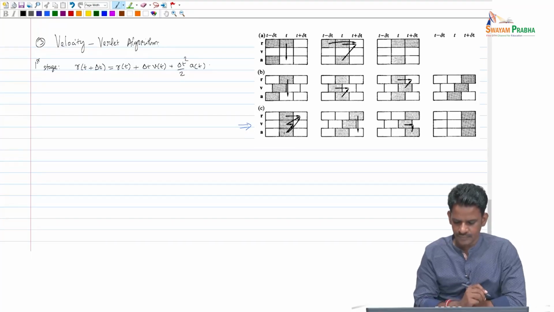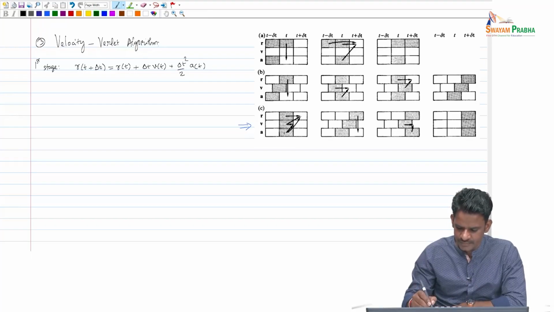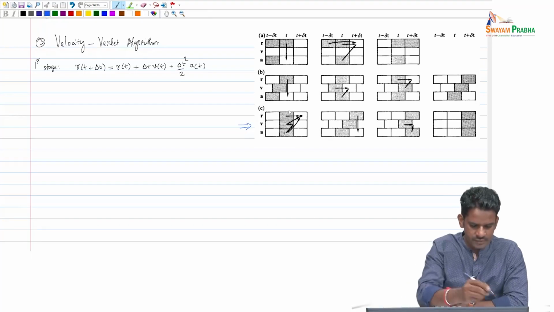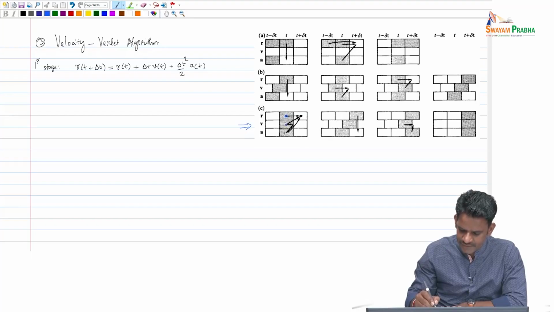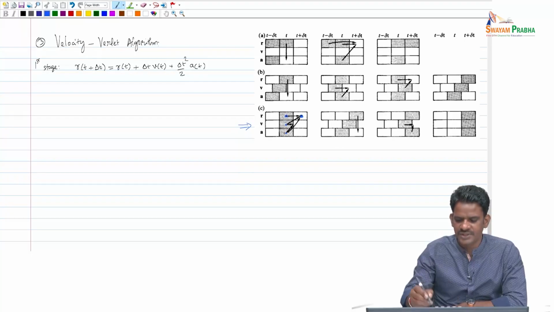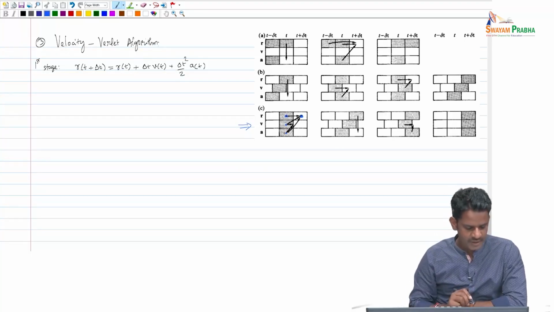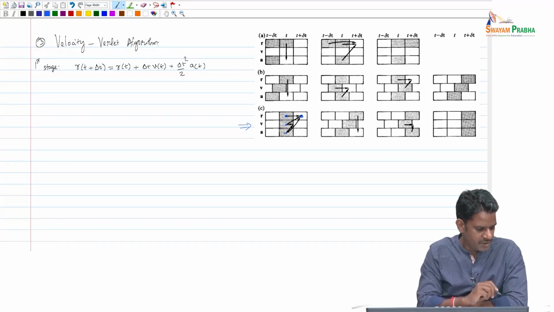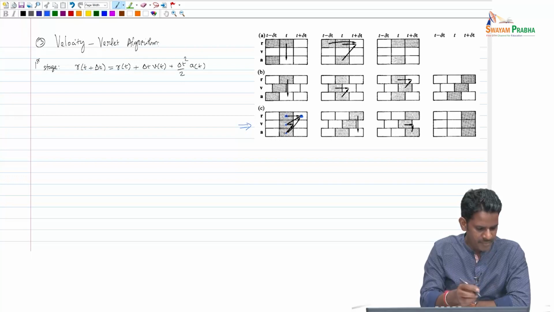Okay, so that is pictorially shown here. So, use the current position, current velocity, current acceleration, all these things are used to advance the position at t plus delta t. That is the first step. So, now with that you have a new position, we can calculate the mid step velocity.